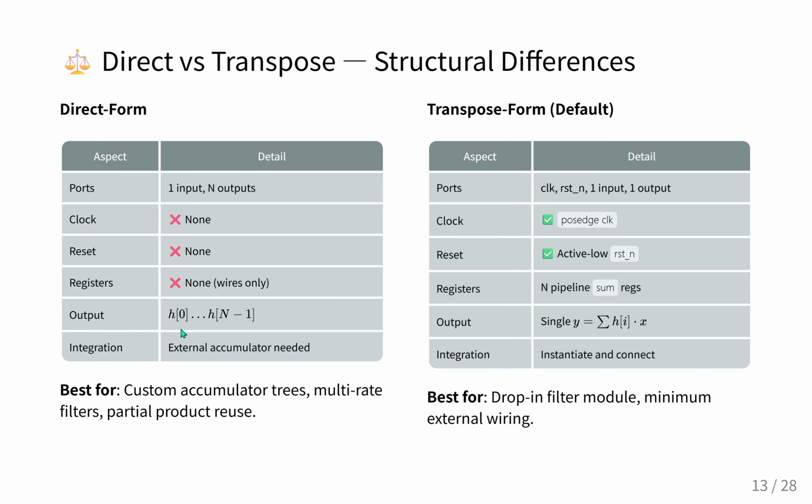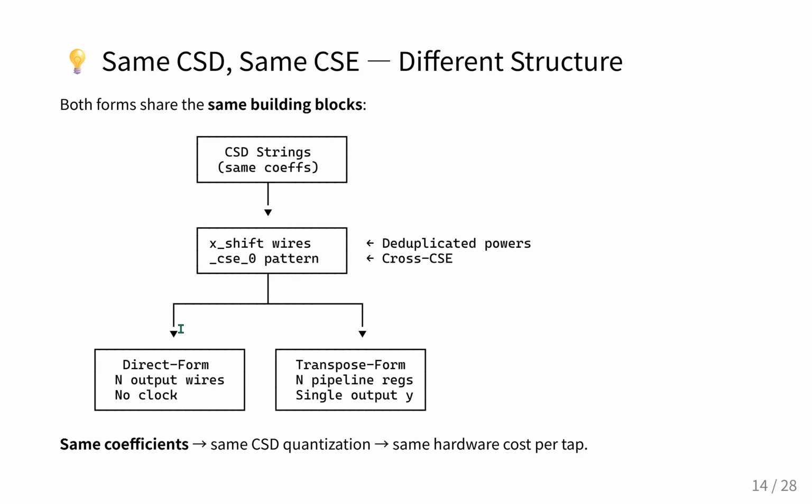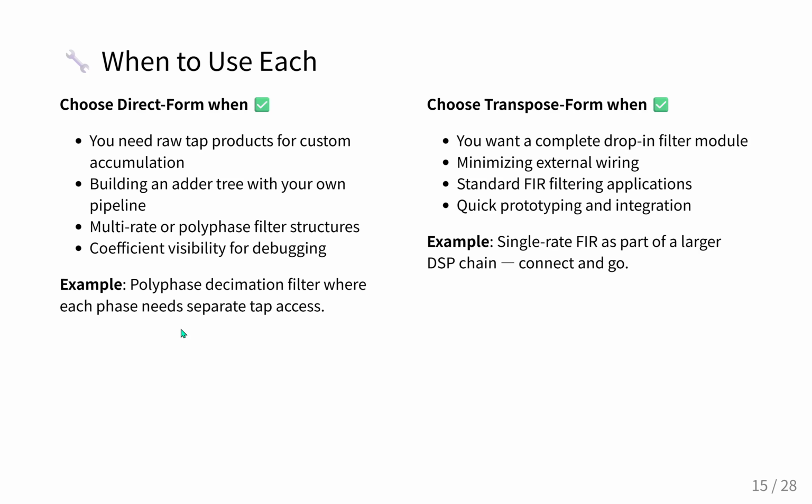Your analogy of the house was good earlier, but let's tweak it a little bit. Okay, keep going. You buy the pre-built house, the transpose-form, when you just want to move in and live your life. Makes sense. But you buy the empty lot with the raw timber and pipes, the direct form, when you are an architect trying to build a custom skyscraper that needs a highly specialized foundation. I love that. I really love that. And it perfectly sets up the core mantra of the whole presentation.